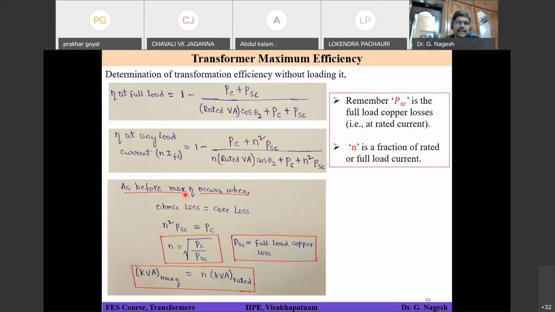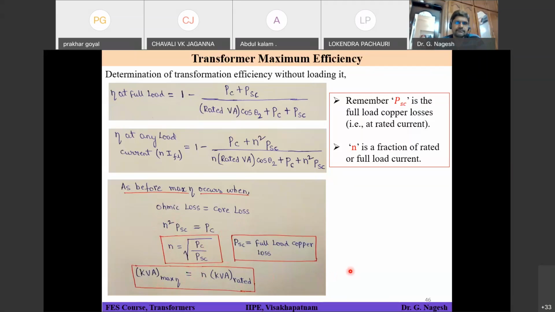As before, the maximum efficiency occurs when ohmic losses are equal to the core losses. Core losses always remain constant, that is PC, and ohmic losses depend on the current, so N square into PSC. PSC is the full load copper loss and N square we are multiplying. So N square PSC is equal to PC. That means N is a fraction given as root of PC divided by full load copper losses.